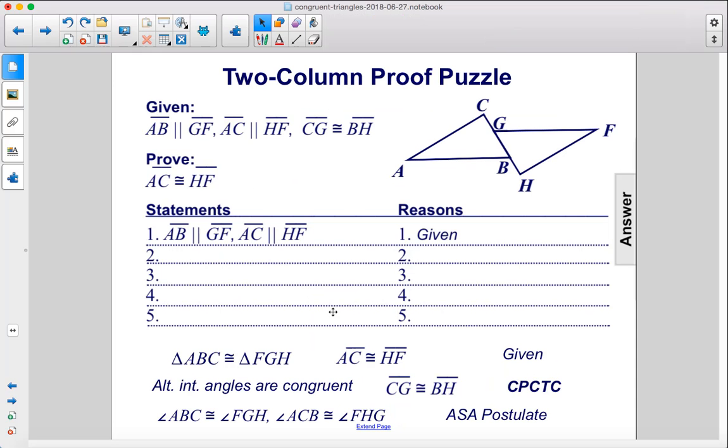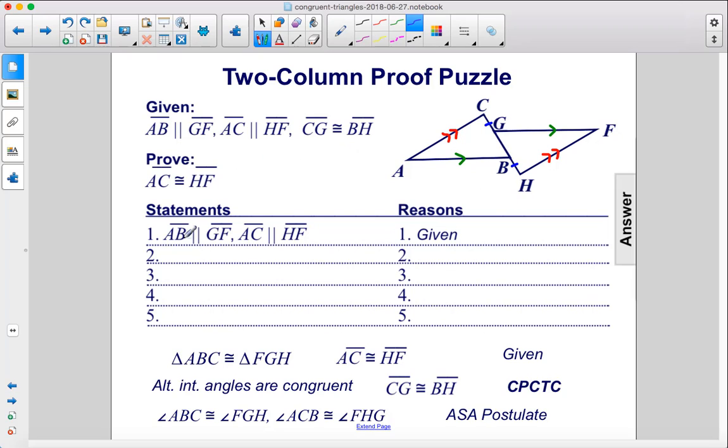Here is a two-column proof puzzle. Given this information, let's see what it is. AB is parallel to GF, AC is parallel to HF, and we see that CG is congruent to BH.